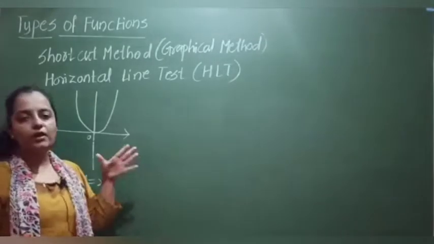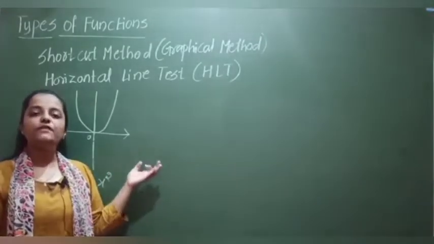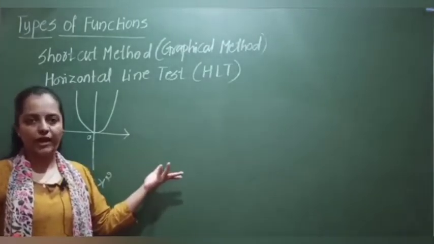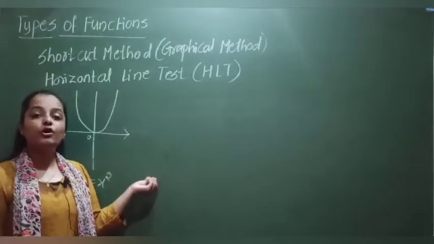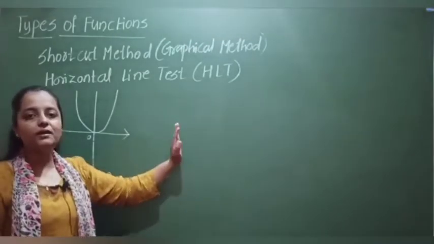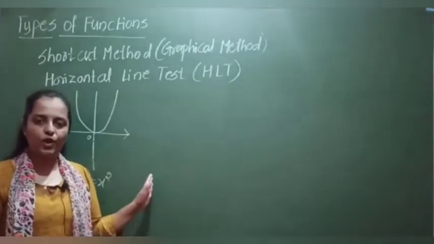For the given curve, draw the horizontal line. If the horizontal line intersects the given curve at more than one point, that time the given curve is not a 1-1 function. Hope you are all getting this one.